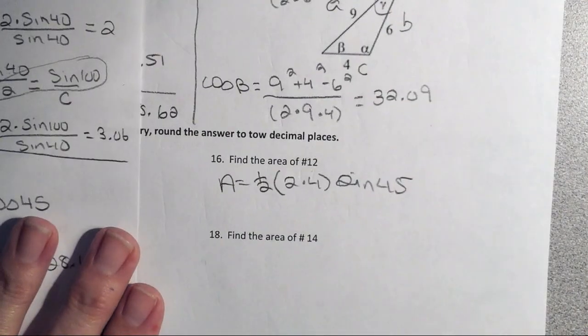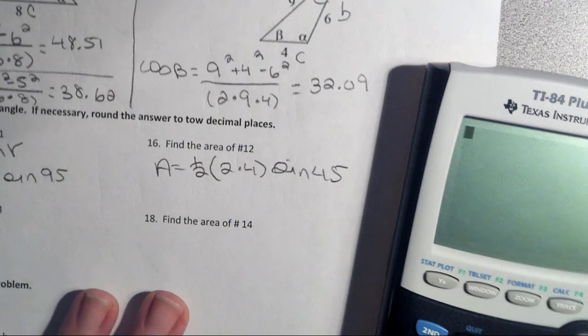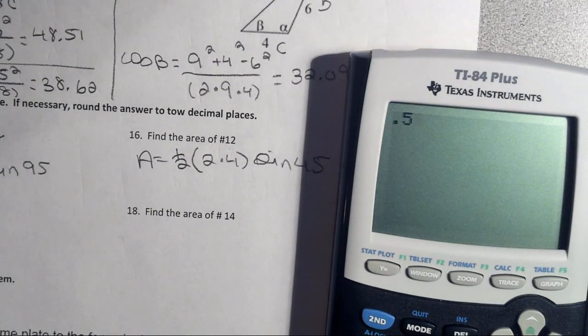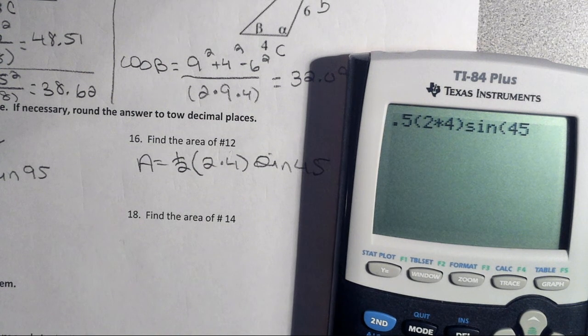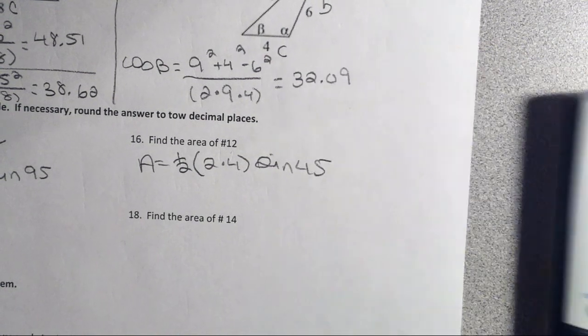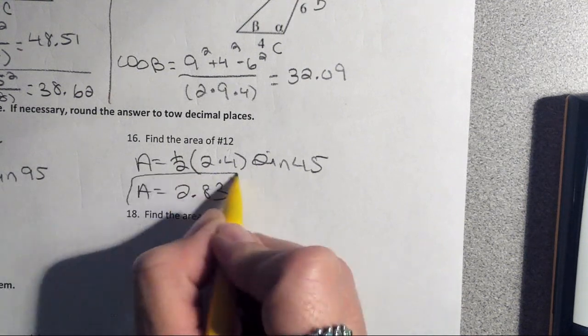We're going to go type that in our calculator. Again, where it says 1/2, I'm going to do 0.5. So 0.5 times 2 times 4 times sine of 45, and we get 2.83. Right, area equals 2.83. Done.